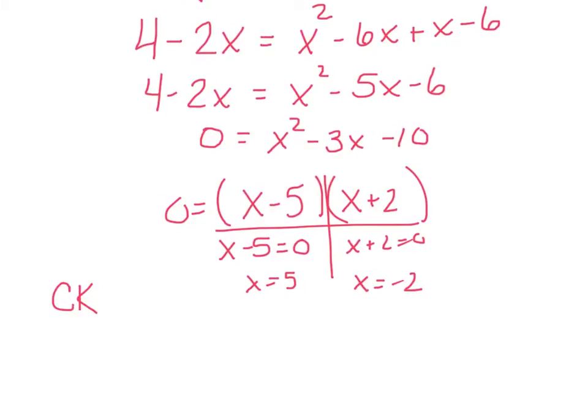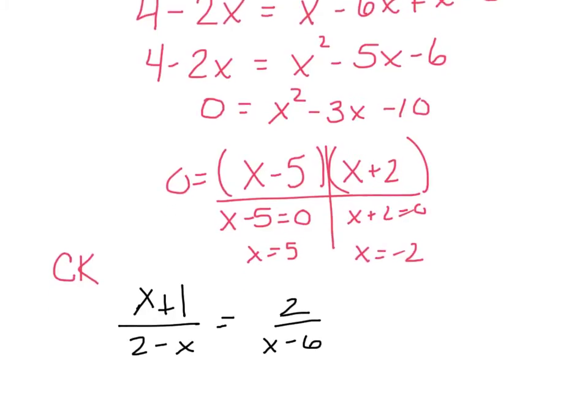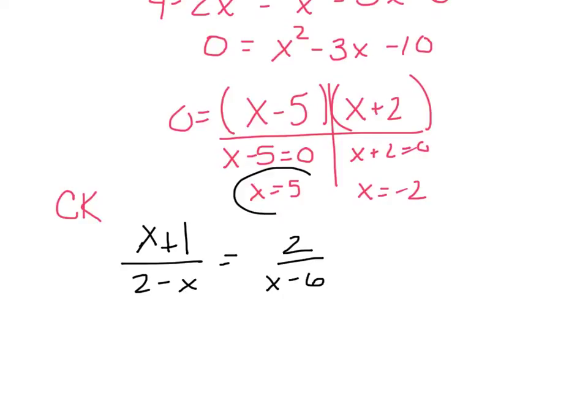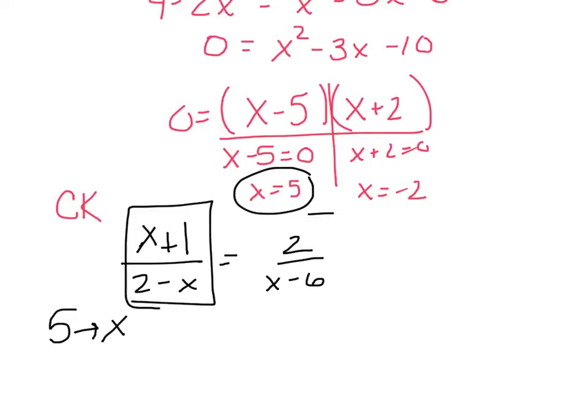All right, and when we check, we always plug back into the original, and most of us are pretty good at that. So I'm going to say x plus 1, and I'm going to use my calculator, over 2 minus x equals 2 over x minus 6. Okay, and I'm just carefully plugging these in. Now remember, you can use that store button. We can take 5, store it into x, and then we can just type this fraction in. Okay, and then we'll type this fraction in and see if they're equal.